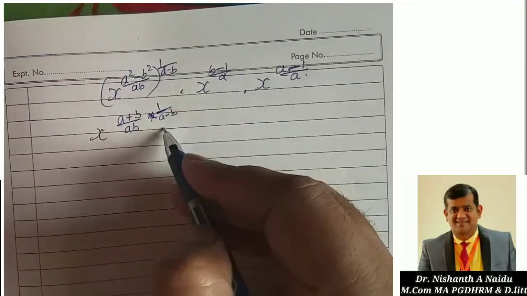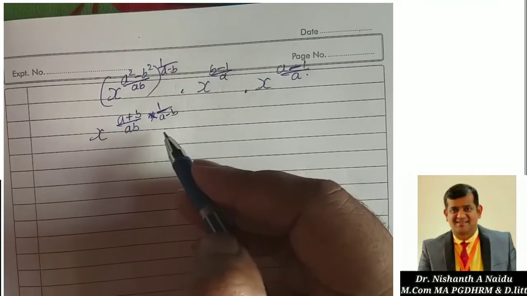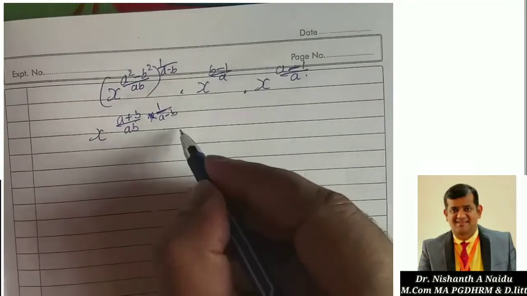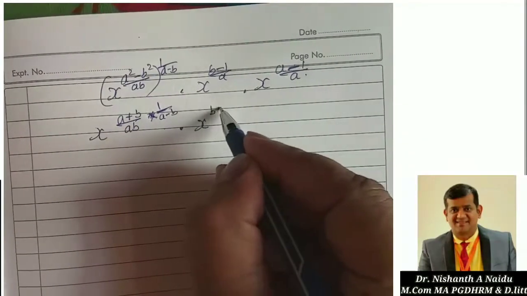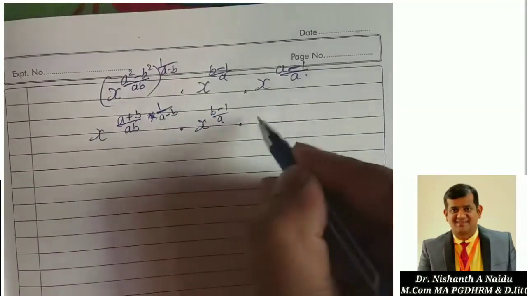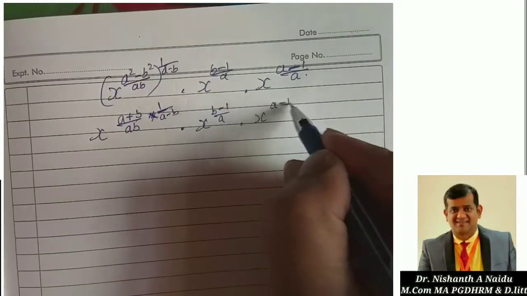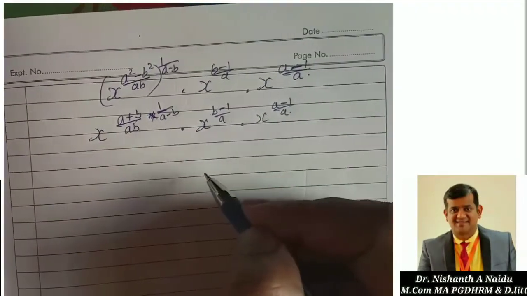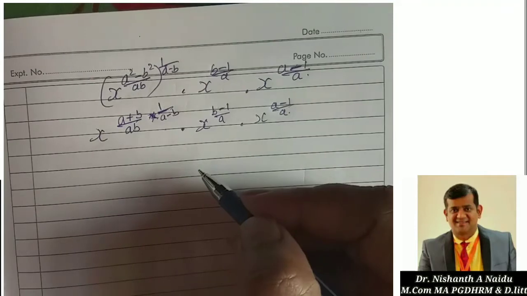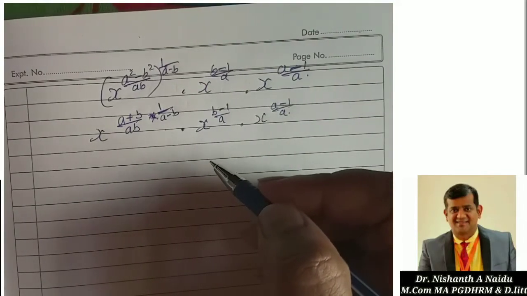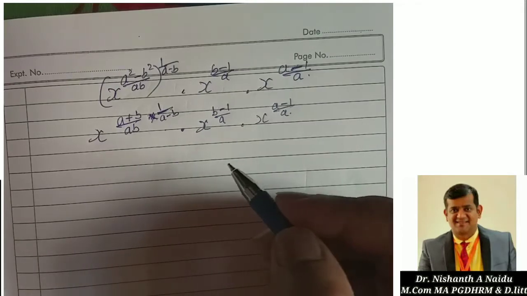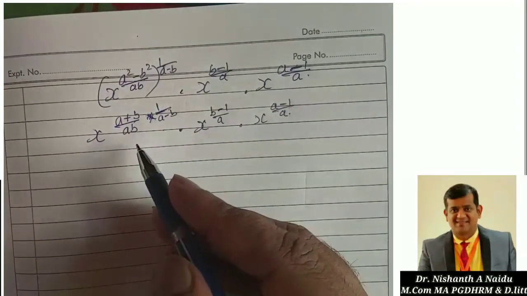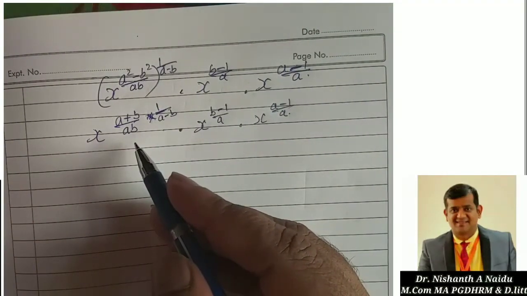This one I have taken directly. A minus B. So next into x to the power of B minus 1 divided by A into x to the power of A minus 1 divided by A. Okay, so next step, you can bring all the powers together. Now whatever we have, everything we should bring it together.